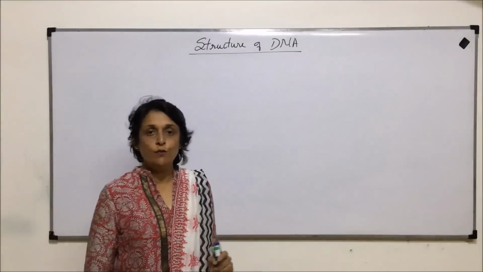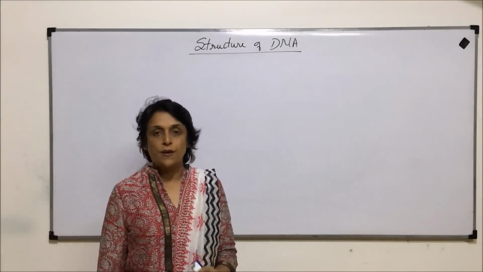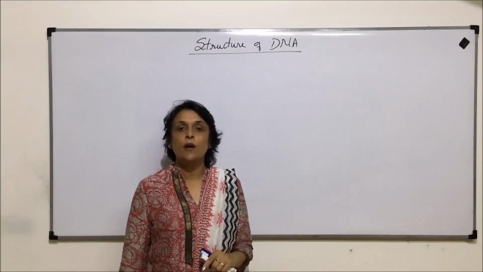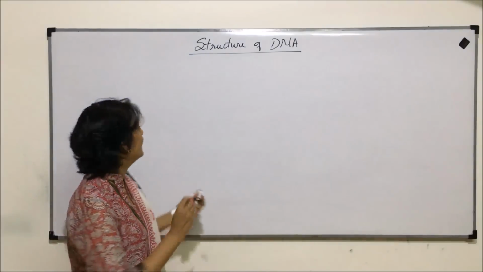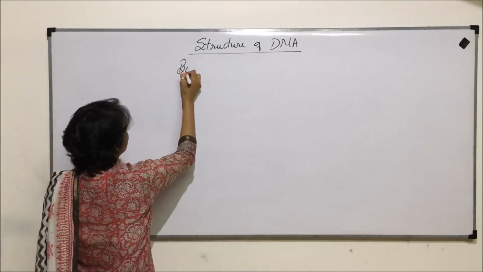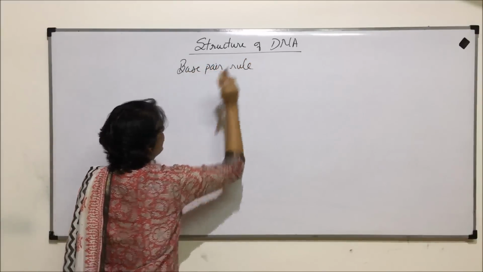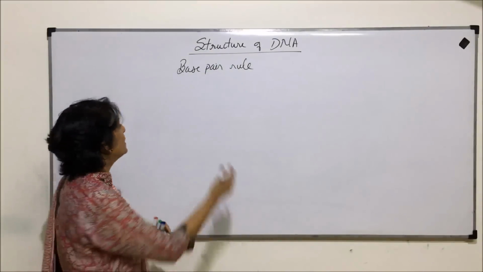In the previous video, we talked about the structure of DNA, which was given by Watson and Crick. Now we are talking about the two rules, that is the base pair rule and Chargaff's rule, and then we will take various types of DNAs. So the base pair rule tells us that purines pair with pyrimidines.